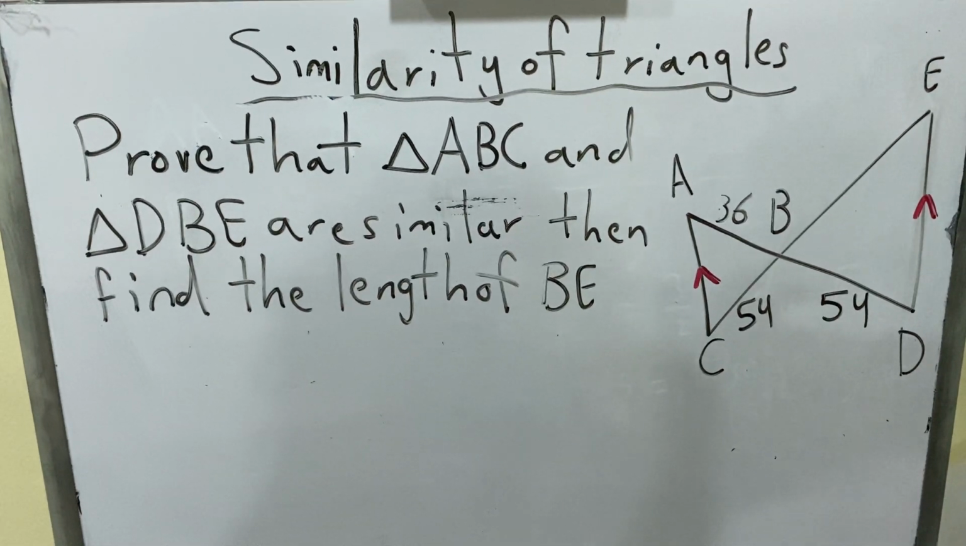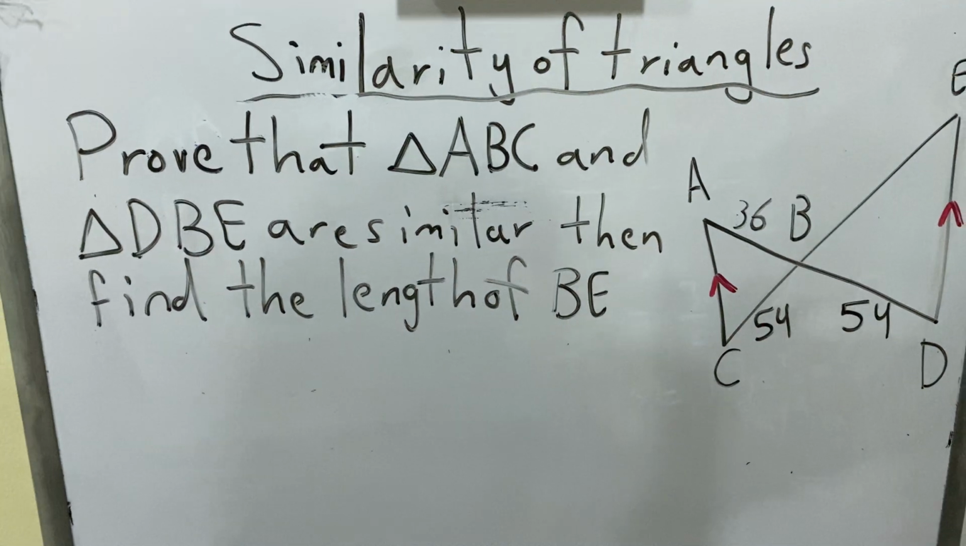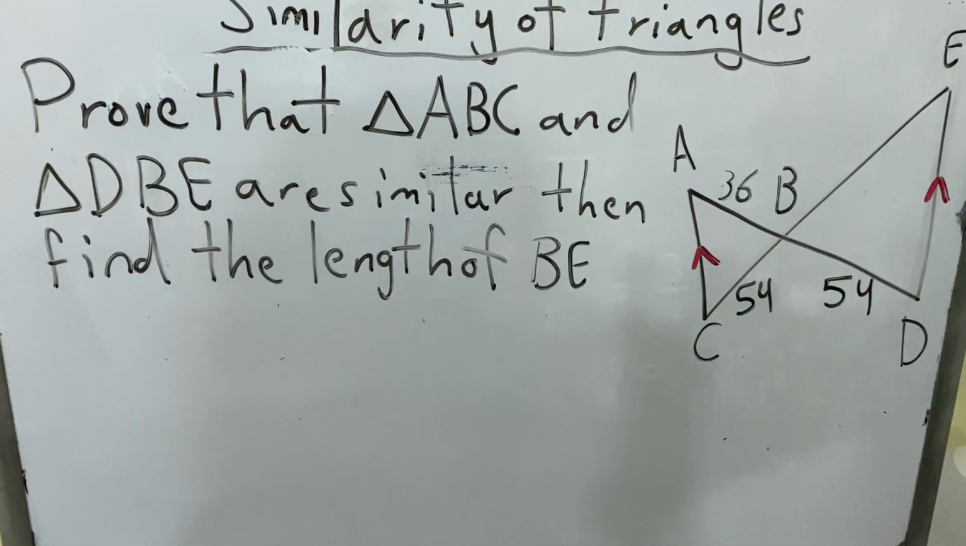Hi, today we'll be talking about similarity of triangles. Now I have this question: prove that triangle ABC and triangle DBE are similar. Then find the length of BE.